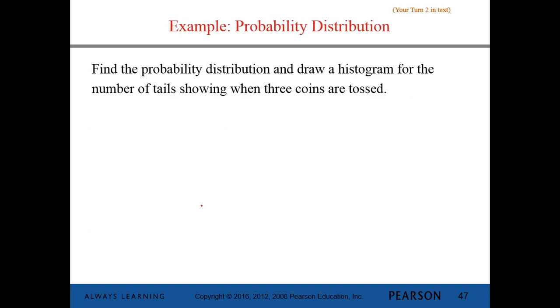Now, say it says find the probability distribution and draw a histogram for the number of tails showing when 3 coins are tossed. All right, here we go. So we want the probability distribution. Let's get the probability distribution first, because to draw a histogram, we need the distribution. So we're flipping 3 coins.